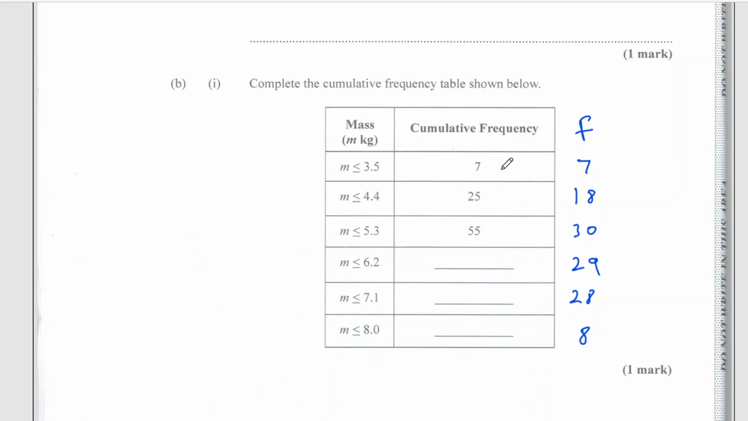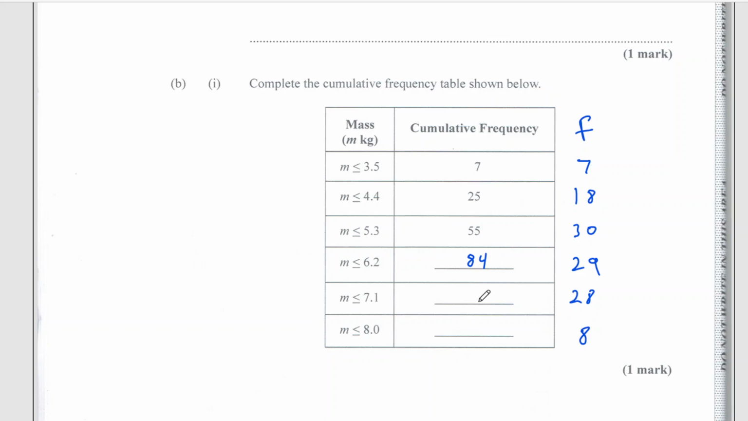So this 7, nothing came before, so this 7 will come back here. To get this number, we add 18 plus the 7 to get 25. Then to get this number, we add the 30 and what came before to get 55. To get this number here, we add 29 and what came before, which is 55, so you can just add 55 and 29, and that will give me 84.